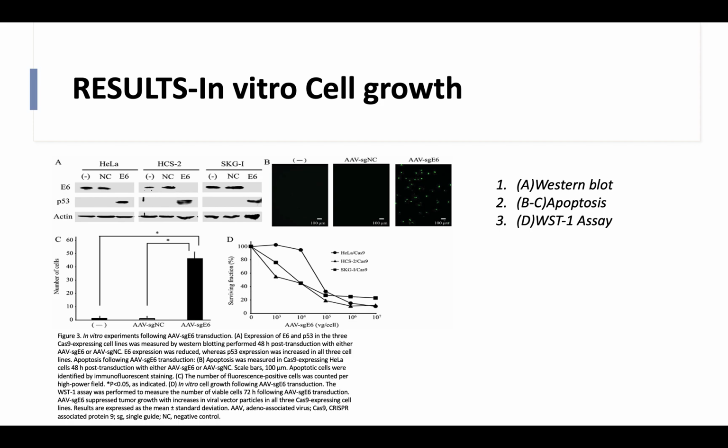For figure D, the WST1 assay was performed to measure the number of viable cells 72 hours after vector SGE6 transduction. Vector E6 suppressed tumor growth with an increase in viral vector particles in all three Cas9 expressing cell lines.